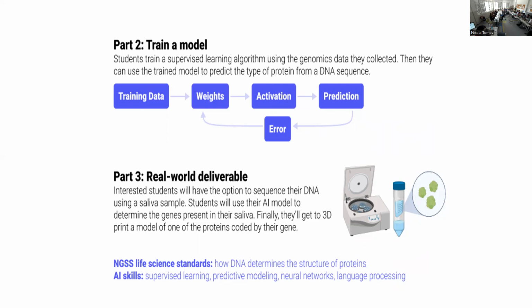And then they can give, this is cool, a real world deliverable. Because the students that can accomplish that will have the option to sequence their DNA. They would take a sample, use their saliva, and they would analyze their saliva, and they would create an AI model to get the proteins coded from their saliva.